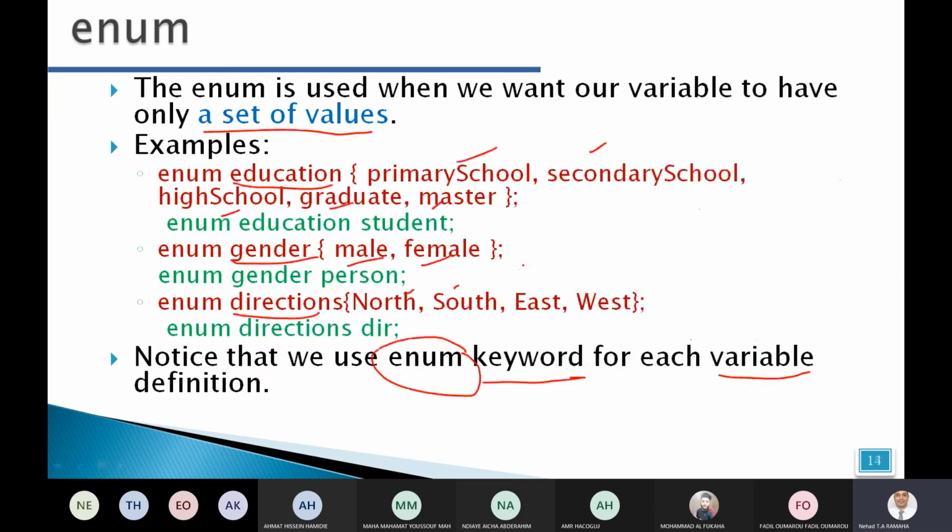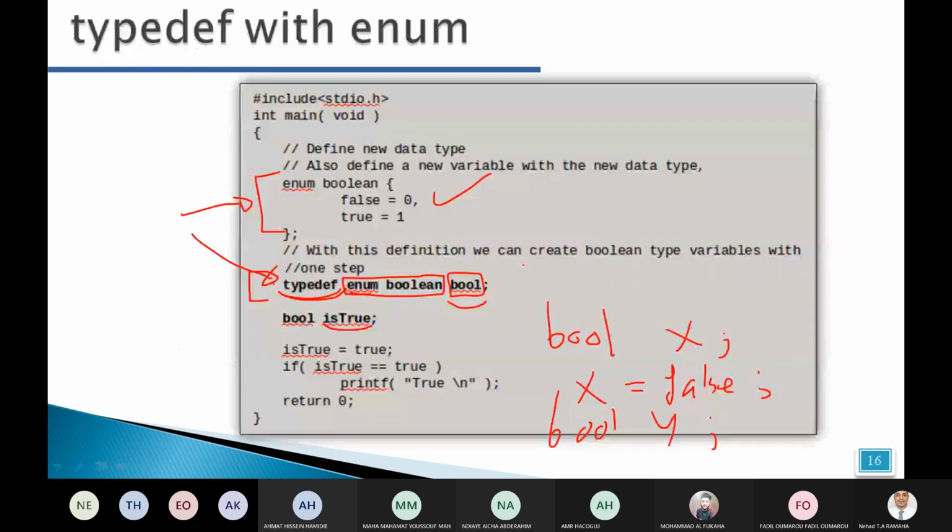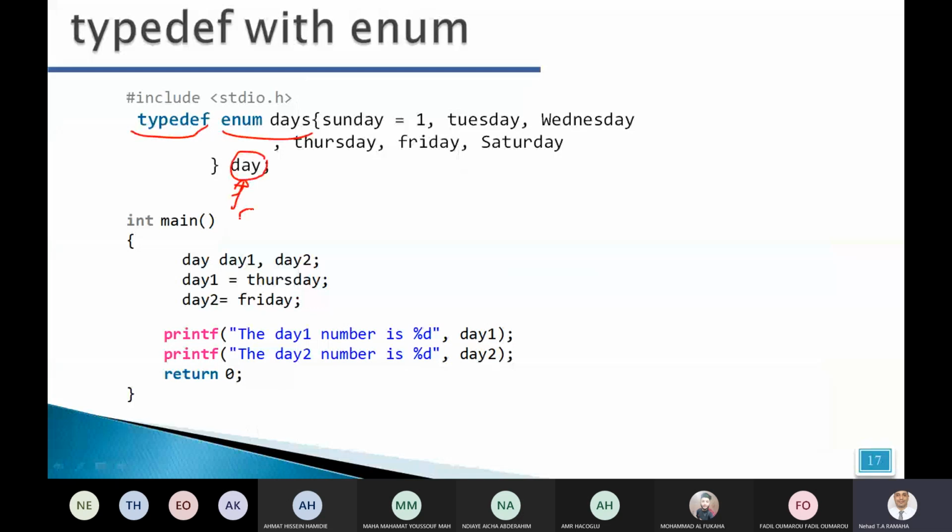Okay, but here it's an alias name or nickname for this enum days. So you can use it to define variables. Day is now equivalent to enum days. So day means enum days. Day1, day2. So day1 is from the type enum days. Day2 is from the type enum days.